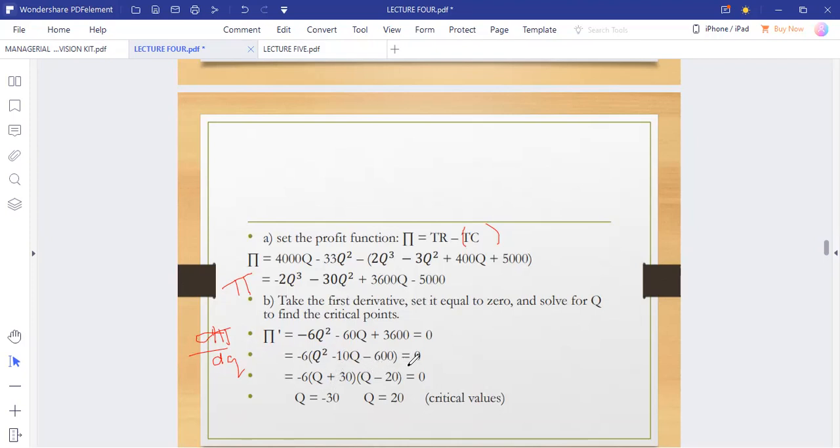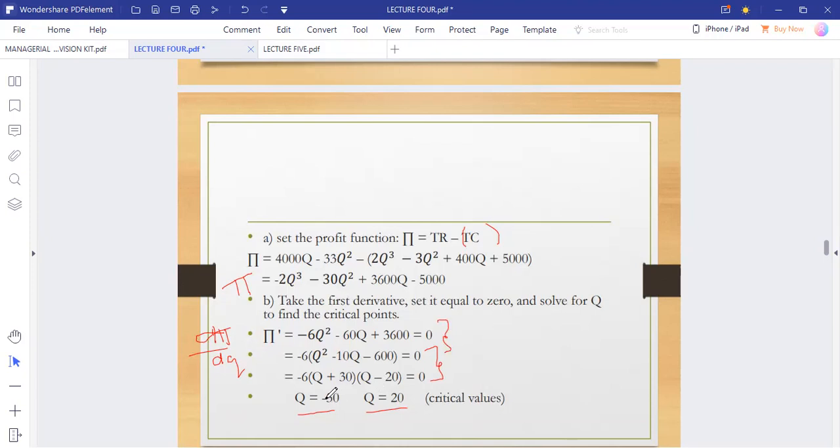All right, when you get it, you use the completing the square method. You found Q is equal to negative 30 and Q is positive what? Positive 20. So we're going to put 20 as the point that will maximize your profit. The question is, suppose both of them were positive, what do we do? Differentiate for the second time and substitute these two answers. The answer that will give you a negative is the one you pick, because that is called maxima.